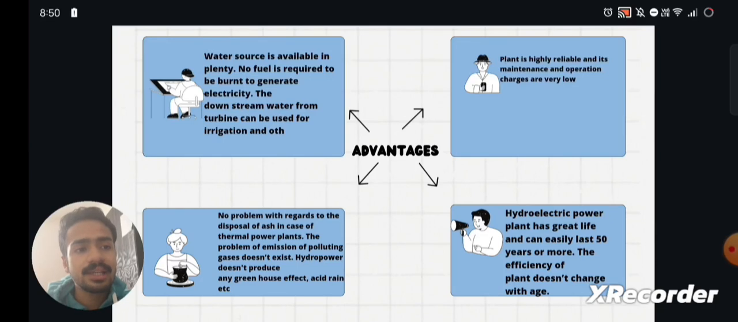Plant is highly reliable and its maintenance and operation charges are very low. Hydroelectric power plant has a great life and can easily last 50 years or more. The efficiency of the plant doesn't change with age.